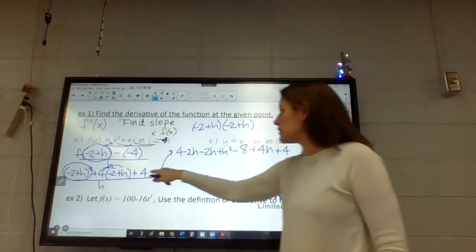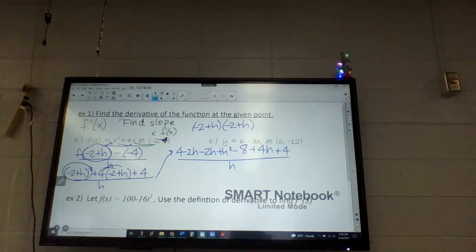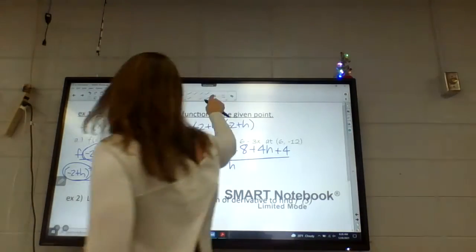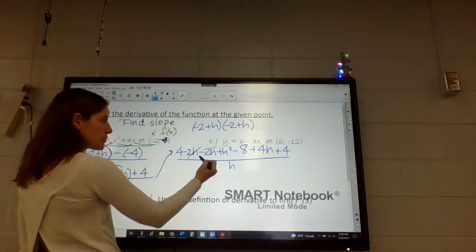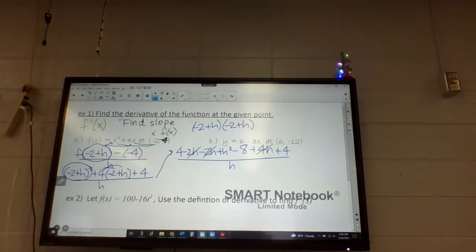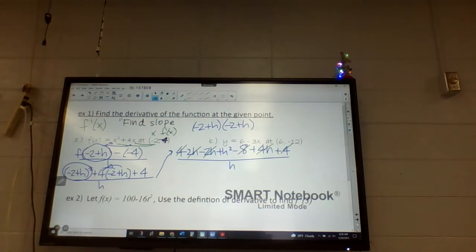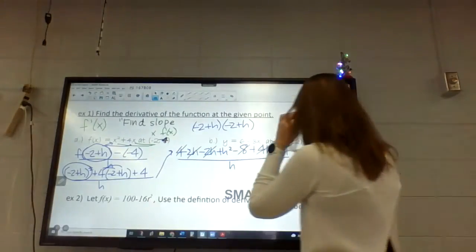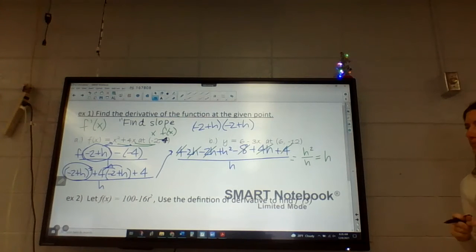So I'm going all the way across the top here. Now you're going to notice a bunch of things get to cancel at this point. So the 2h's will cancel with this 4. Negative 2, positive 4. The 4 and 4 is going to cancel with the negative 8. And we're going to be left with h squared over h, which just equals h.